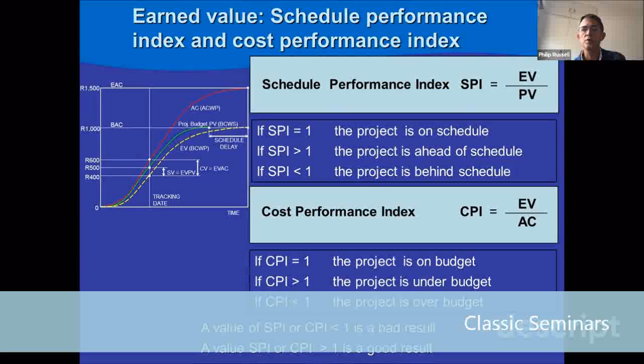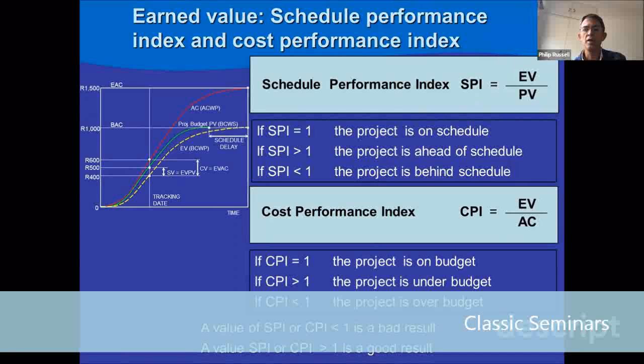With our cost performance index, it's equal to earned value divided by actual cost, which is 400 divided by 600, which is our actual cost. 400 divided by 600 gives us a value of 0.66 recurring, I think. And that is a CPI, or cost performance index, less than 1, which means the project is over budget.